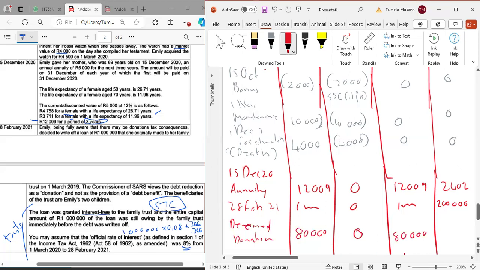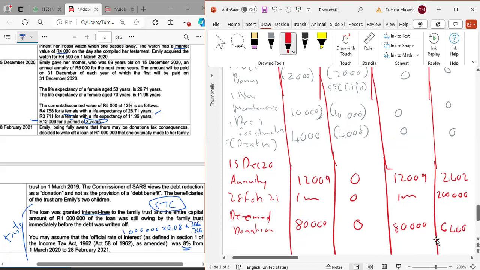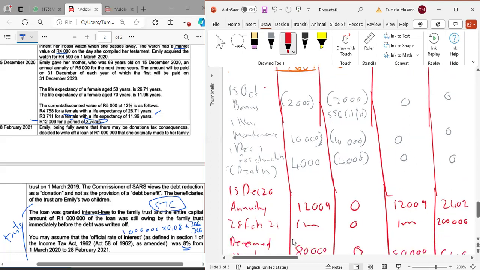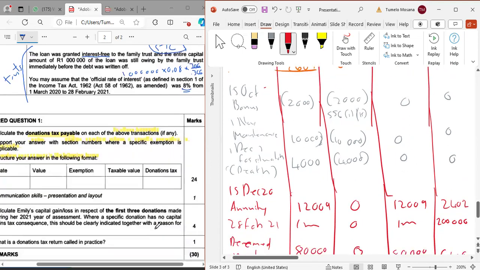So it gives me what? 6,100. So does this make sense to everyone? Donations tax is not difficult. Just know your exemptions. Then you should be fine.